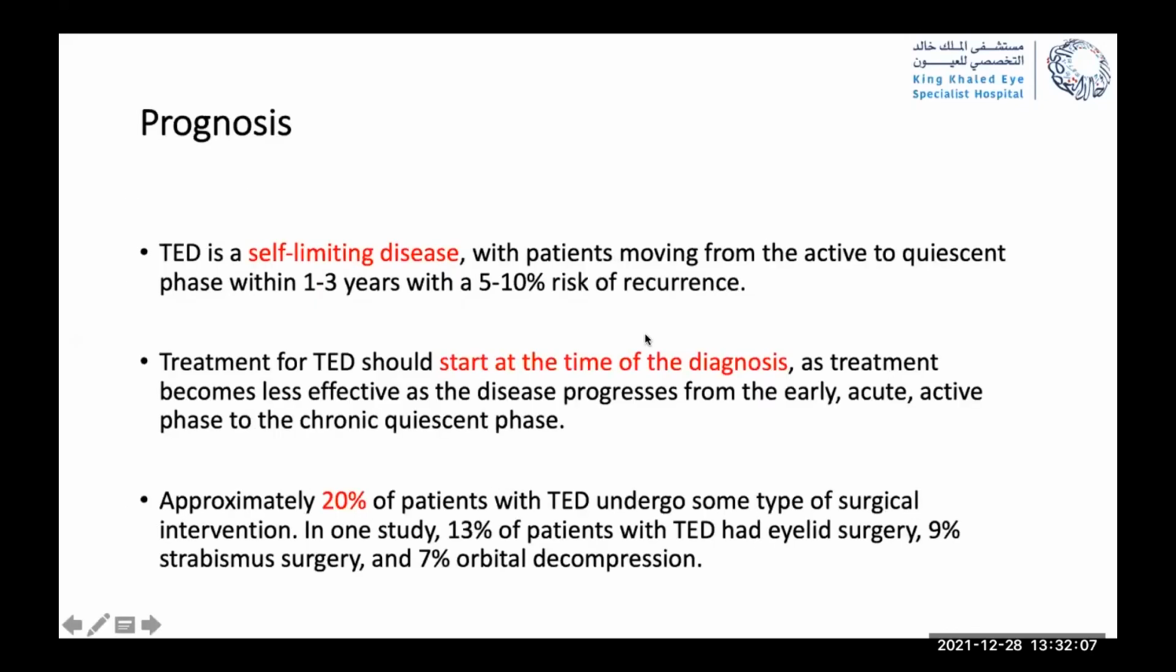Okay, so what is the prognosis of thyroid eye disease? Again, it is a self-limiting disease, with patients moving from the active to the quiescent phase within 1 to 3 years, with a 5 to 10% risk of recurrence. Treatment for thyroid eye disease should start at the time of diagnosis, as treatment becomes less effective as the disease progresses from the early acute phase to the chronic quiescent phase. Approximately 20% of patients with thyroid eye disease undergo some type of surgical intervention. In one study, 13% of patients with thyroid eye disease had eyelid surgery, and around 7% needed orbital decompression.